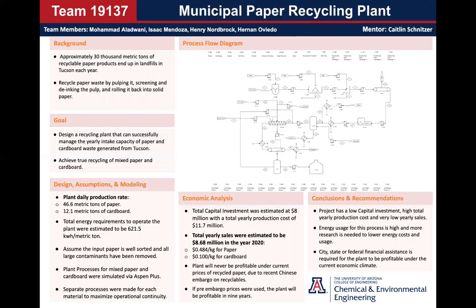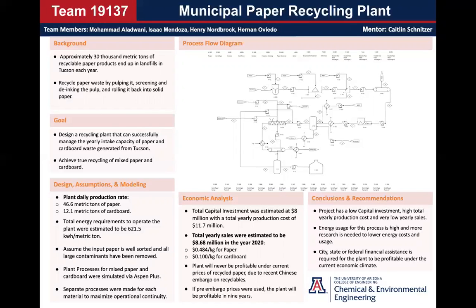So looking into the design, assumptions, and modeling that were used in creating this process, after analyzing our process, the daily production rates are as follows. It was around 47 metric tons of paper per day and 12 metric tons of cardboard produced per day. With this output rate in mind, operating the plant at this rate would require around 622 kilowatt hours per metric ton of raw material.